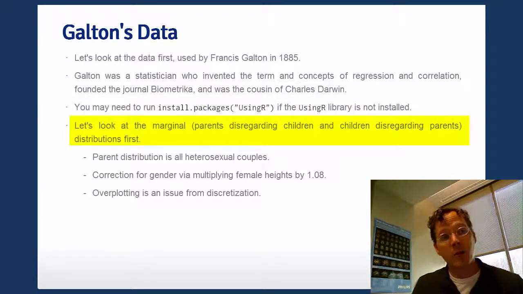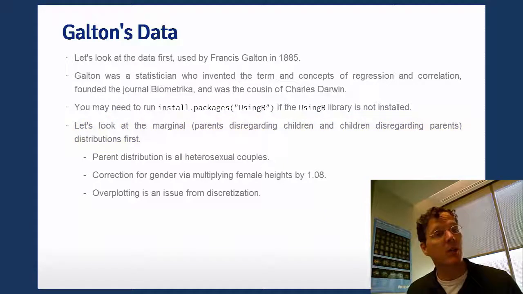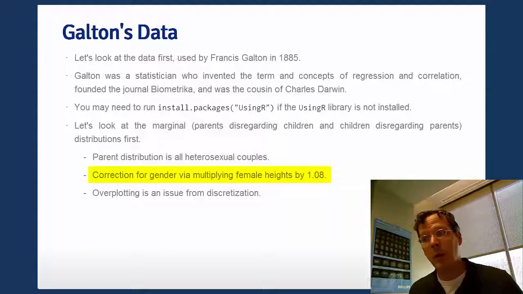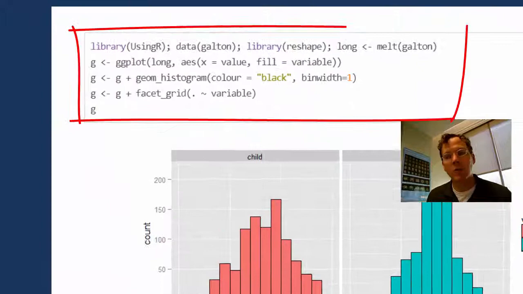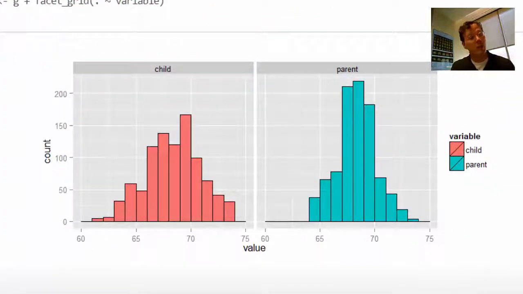So let's first look at the marginal distribution of the parents, in other words, the distribution of the parents disregarding children, and the marginal distribution of the children disregarding parents. The parent distribution is all heterosexual couples, correcting for sex, I guess, by multiplying the female heights by 1.08. Here I give my ggplot commands for creating the two histograms. On the left I have the children's height, the x-axis is in inches, the scale goes from 60 inches to 75. The y-axis is the count, the number of children that fall in each bin of heights. On the right, in the more bluish teal color, I have the parents' heights.